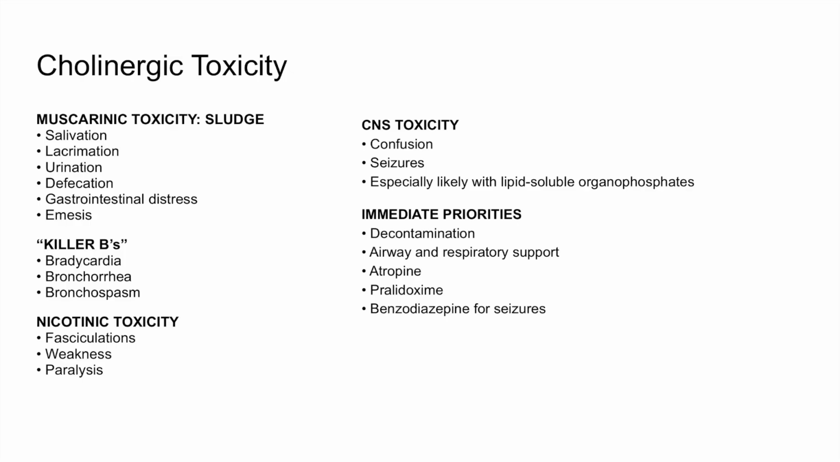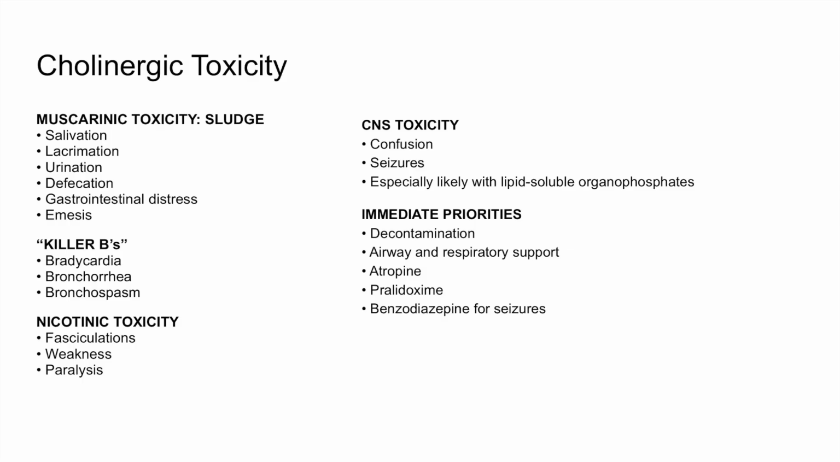All right, so cholinergic toxicity produces muscarinic, nicotinic, and sometimes central nervous system findings. So muscarinic symptoms are best memorized with this SLUDGE mnemonic, which is salivation, lacrimation, urination, defecation, gastrointestinal distress, and emesis, which is puking. The immediately dangerous findings are what's called the killer bees, which are bradycardia, bronchorrhea, and bronchospasm. So nicotinic overstimulation causes fasciculations, followed by weakness and paralysis, including respiratory muscle failure. And so lipid-soluble organophosphates may also cause confusion and seizures.